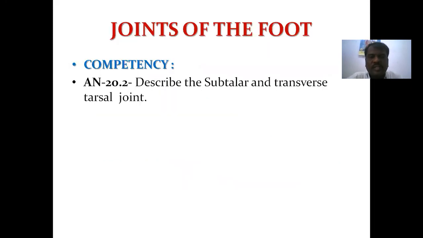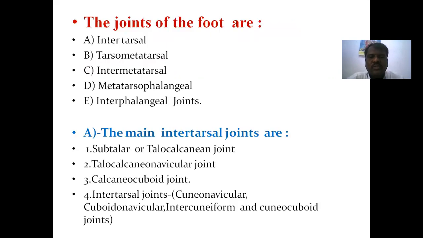So the competence under this topic 20.2: describe the subtalar and transverse tarsal joints. What are the joints between these bones? One is the intertarsal joints, B is the tarso-metatarsal, C is the intermetatarsal, D is the metatarsophalangeal joints, and E is the interphalangeal joints. These are the five joints present between the tarsals, metatarsals, and phalanges.